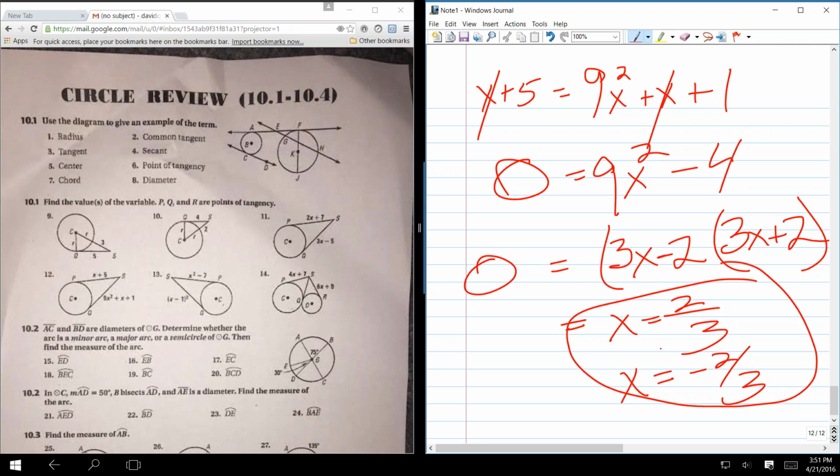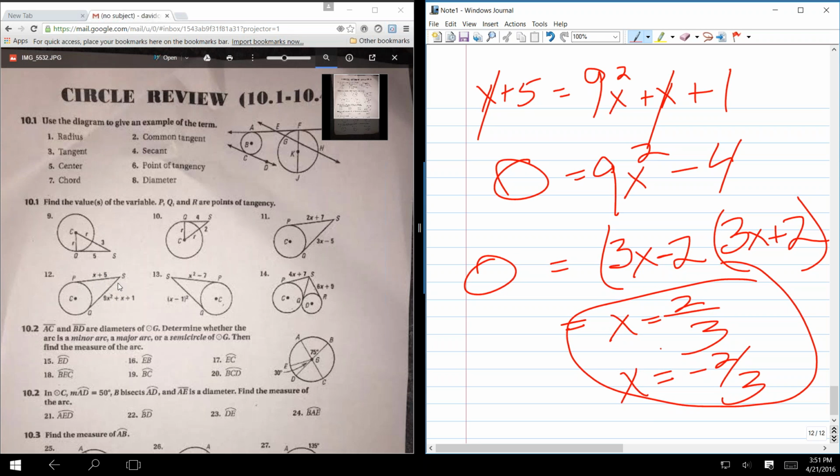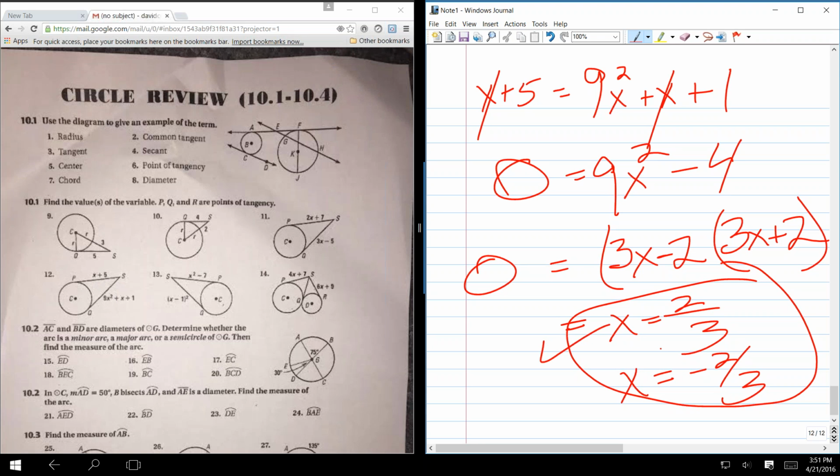No matter which of those answers I plug in, that side's positive, that side's positive. So both are legit, and you have two answers for this. The one thing about geometry that you have to be careful with is that you can never have a negative dimension. But you can certainly have variables that are negative if they don't produce a negative dimension.